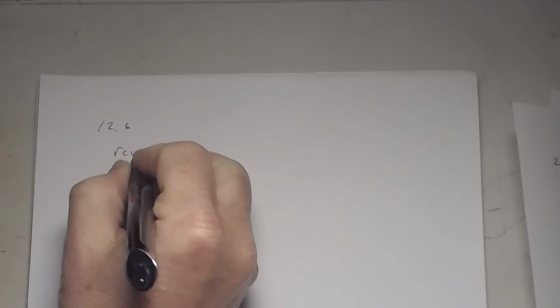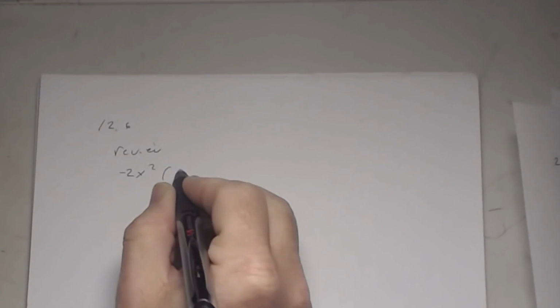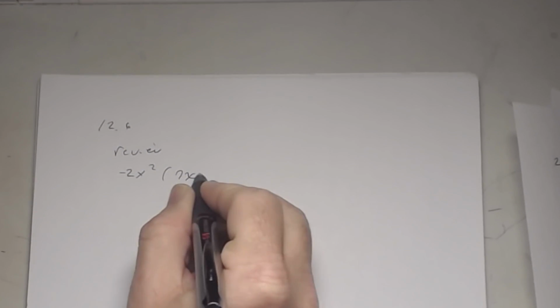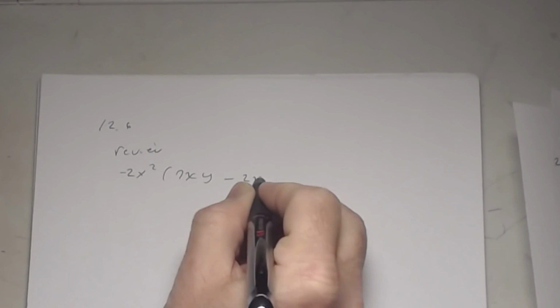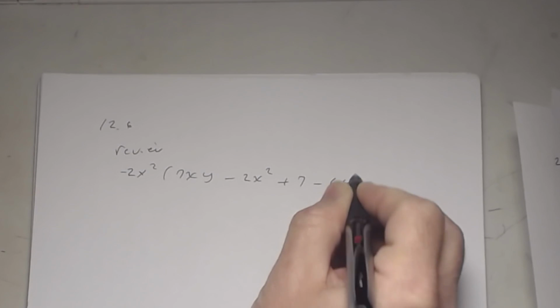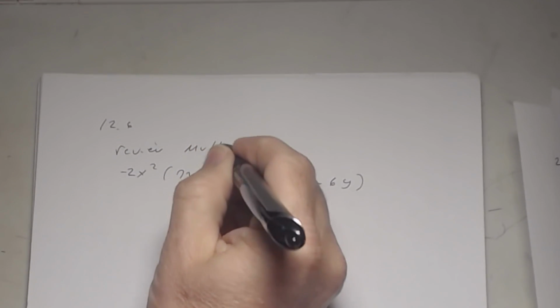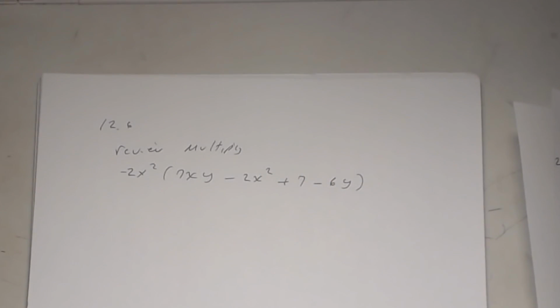Okay, so 12.6. Now, remember we just talked about the distributive property, correct? So, just a quick review: if I have 2x squared times, let's say, negative 2x squared times 7xy minus 2x squared plus 7 minus 6y, let's say I had that, and the direction says multiply.